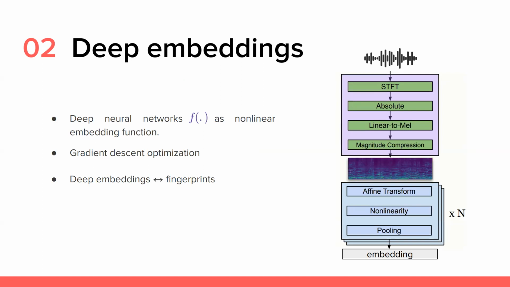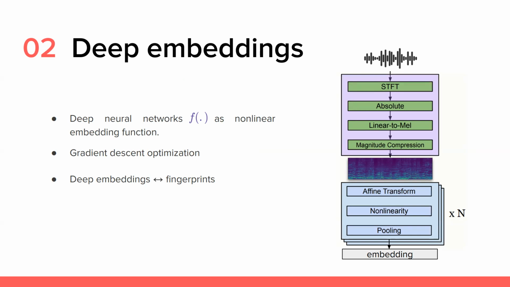So in this tutorial, I'll mainly discuss how fingerprints are generated using machine learning methods. More specifically, how do we generate fingerprints using a neural network model? So what are neural networks? Neural networks are basically nonlinear embedding functions, right?